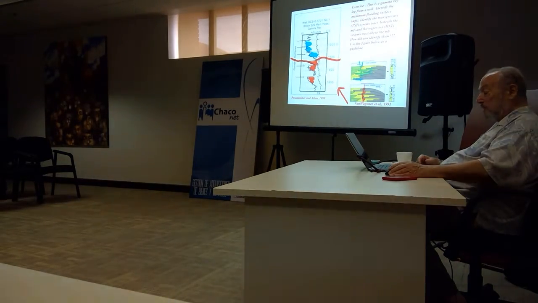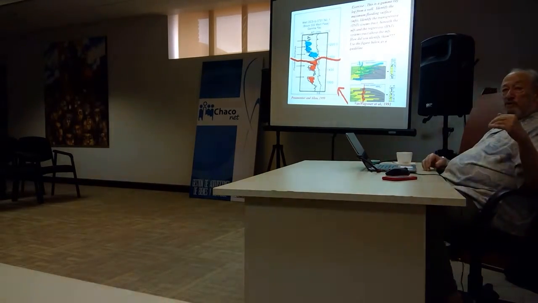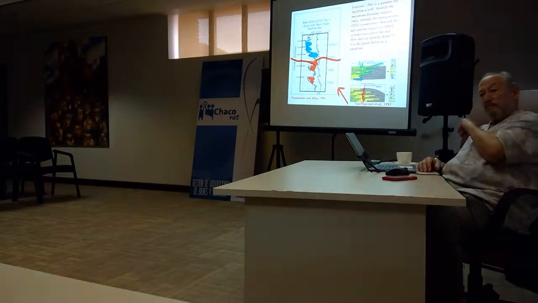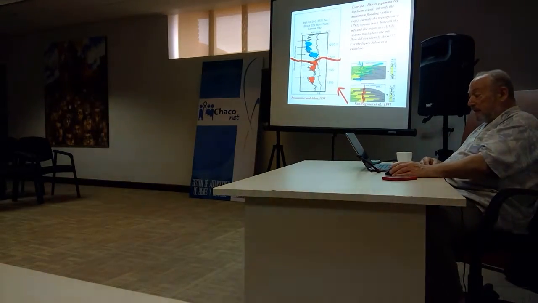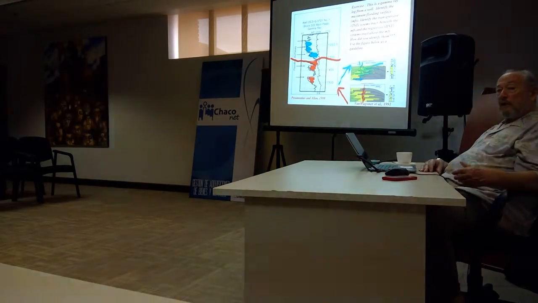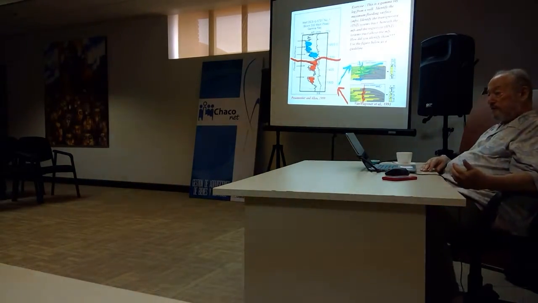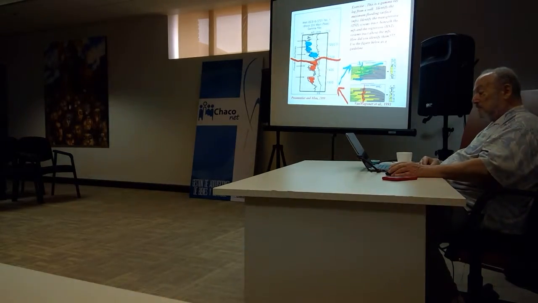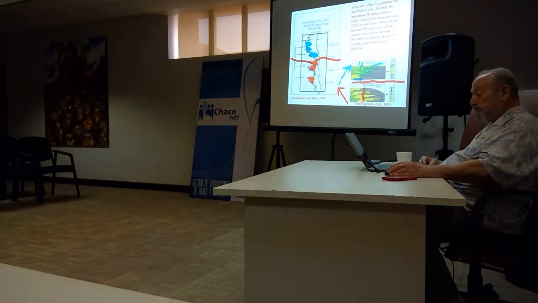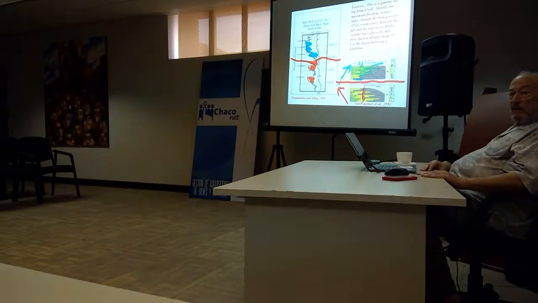Transgression, progradation, transgression, progradation. And each subsequent progradation goes out further than the previous one, meaning that overall, this sequence is a regressive sequence or a progradational sequence. And your maximum flooding surface is going to be right there. Okay?